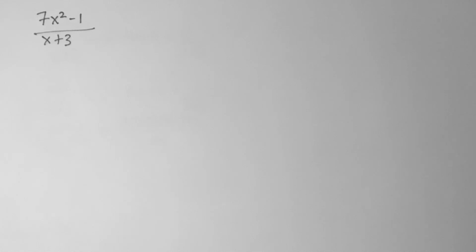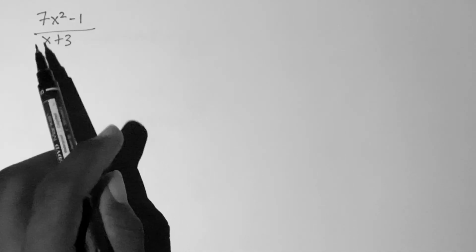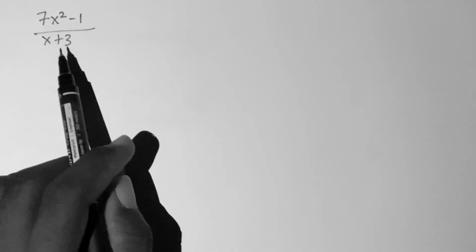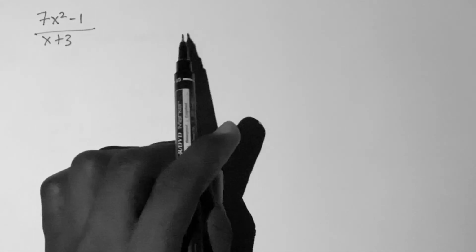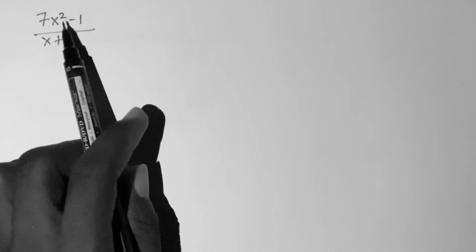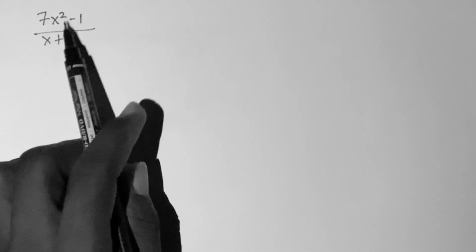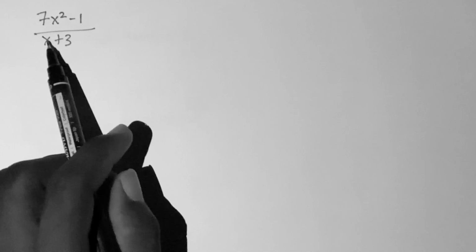So let's talk about the case of the improper fraction. With the improper fraction, what you need to do is to divide the numerator by the denominator. So we are going to get a certain whole number plus another fraction. In this case, you see that the highest power of x in the numerator is 2, and the highest power in the denominator is 1. So 2 minus 1 is 1.